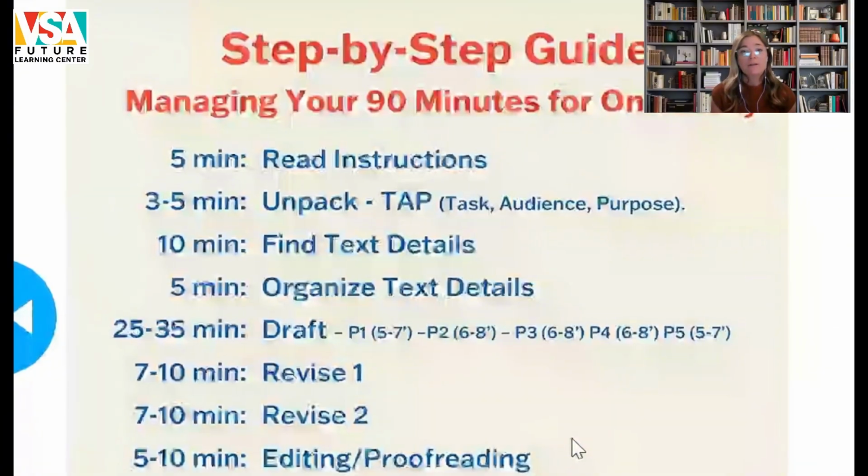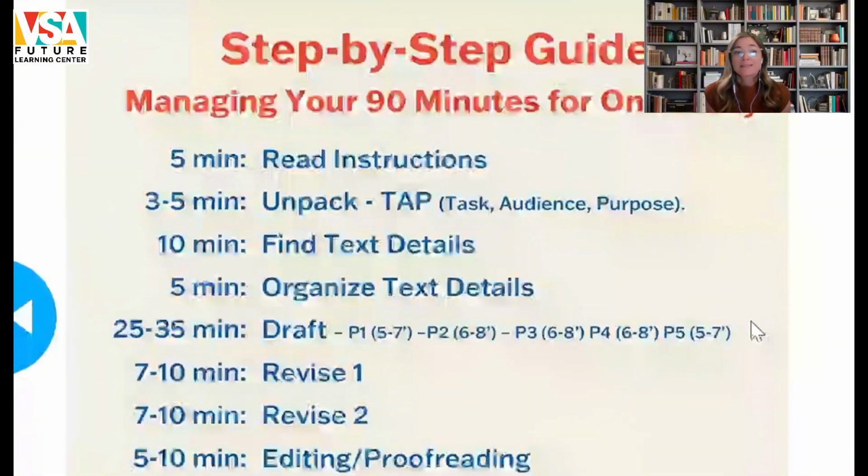And then finally, paragraph 5 is going to be about 5 to 7 sentences. This is where you're going to conclude your essay. You're wrapping up the points, you're restating your thesis, and you're leaving your reader with a lasting impression. Now that they've read your essay, what should they do with this information? How does it relate to them?